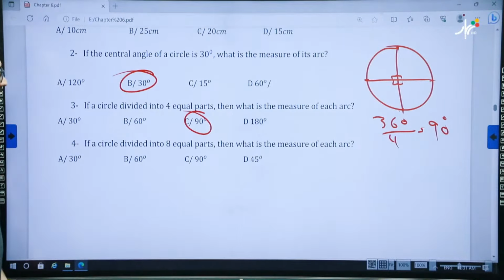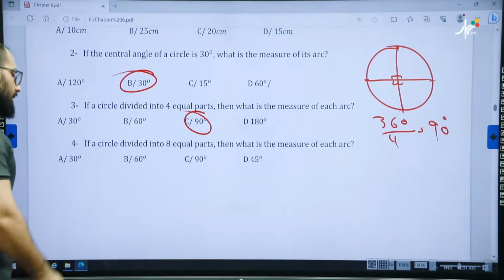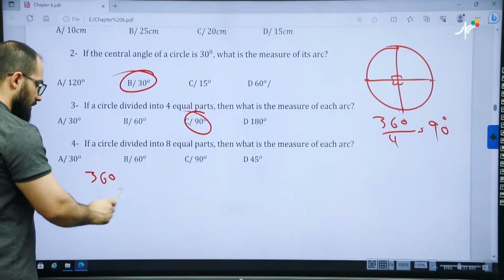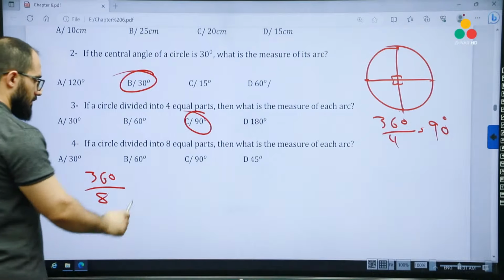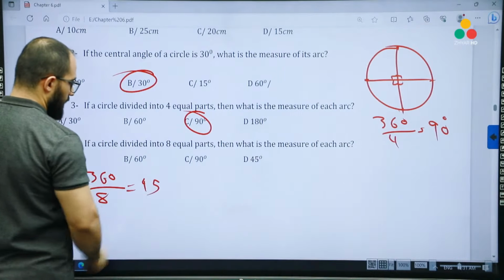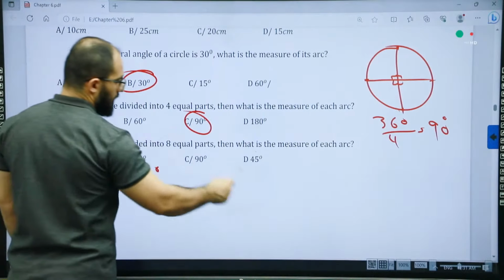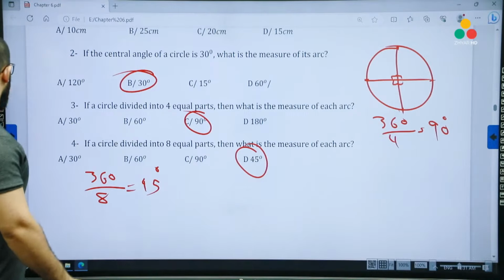Question 4. If a circle is divided into 8 equal parts, then what is the measure of each arc? Again, 360 divided by 8, so it is equal to 45 degrees. D is the correct answer.